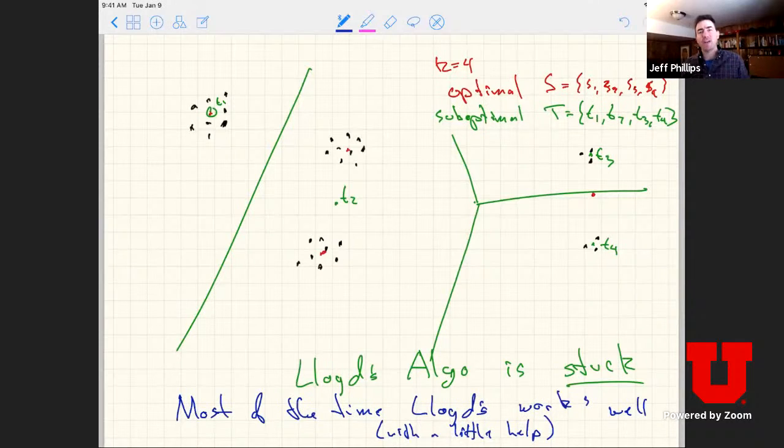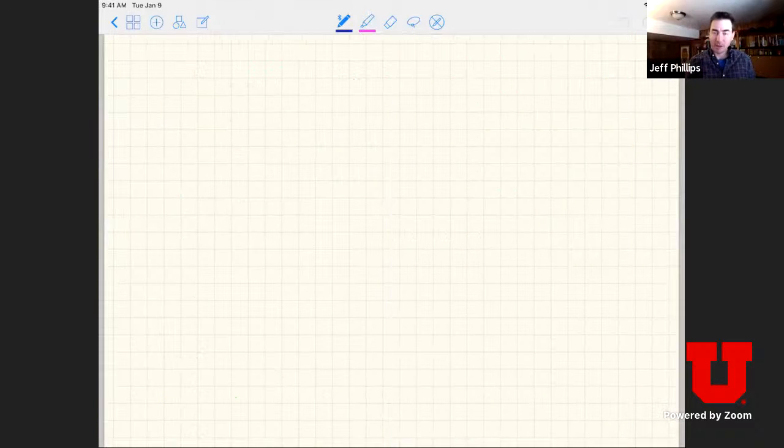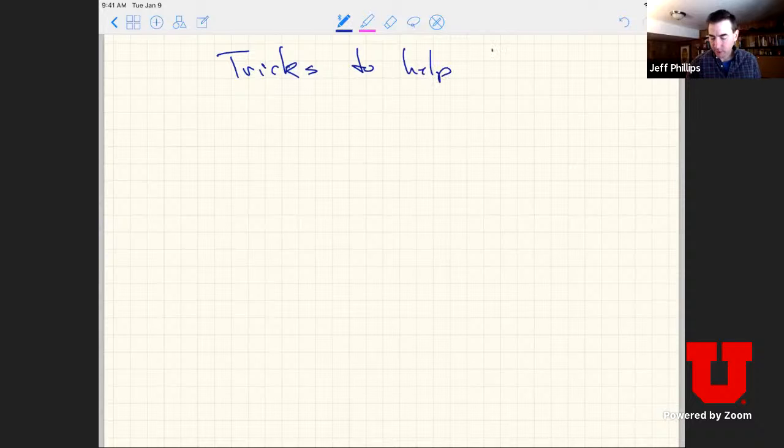I've asked you to implement a number of things in this course. I'm not going to ask you to implement this because there are a couple of weird corner cases you have to deal with, and it's kind of painful at the end of the semester. So I'm not going to ask you to implement this. If you take the data mining class, you'll probably implement it. Okay, so a couple of tricks to help Lloyd's.